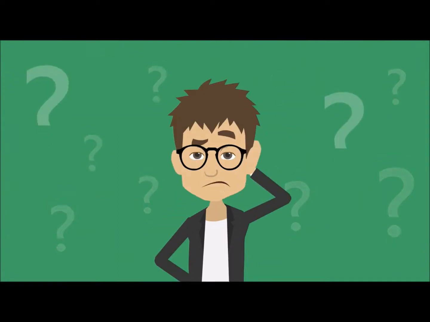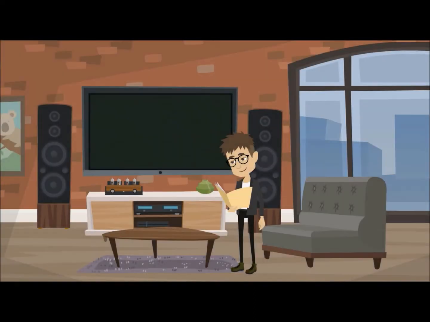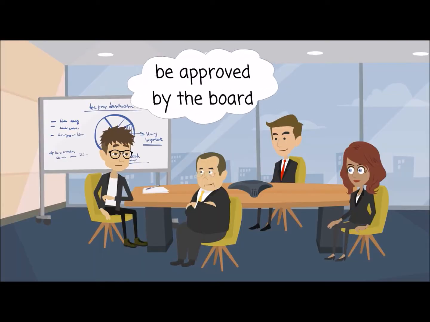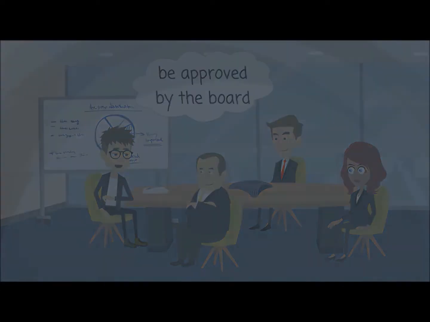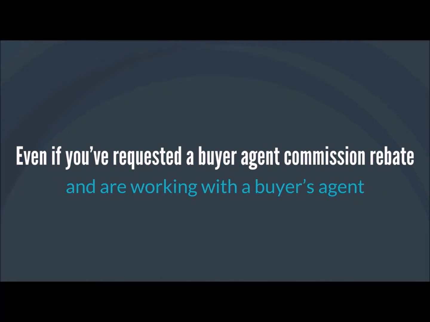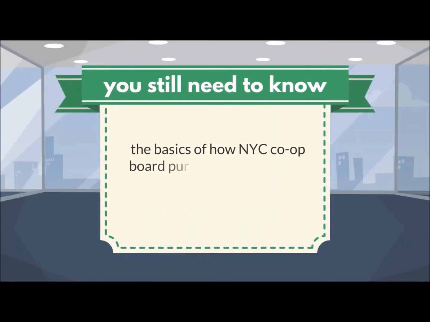Are you buying an apartment in New York City? If so, you probably know that before you can close on your purchase, you must submit a co-op board application, undergo an interview, and be approved by the board. Even if you've requested a buyer agent commission rebate and are working with a buyer's agent, you still need to know the basics of how New York City co-op board purchase applications work.